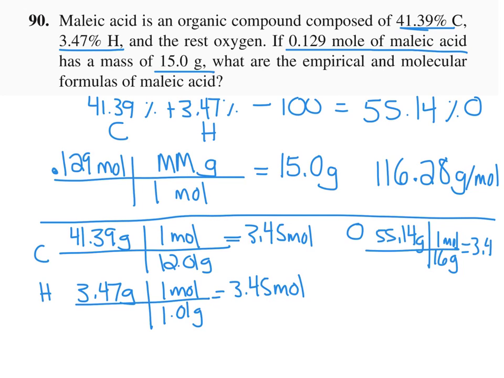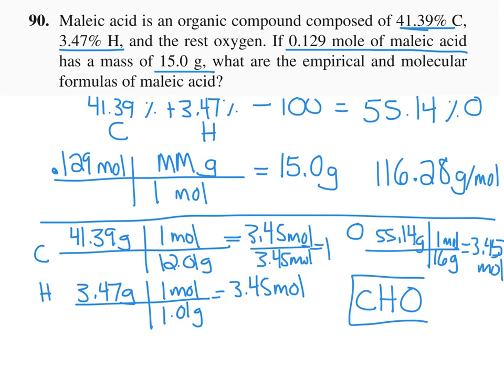And you notice that they are all the same. So you're going to divide by the smallest. You don't even really have to show that. You can if you want, though. Especially if this was your test, you'd want to show it for sure. And you get 1 for all of them. You should always write your empirical formula. So our empirical formula is CHO.